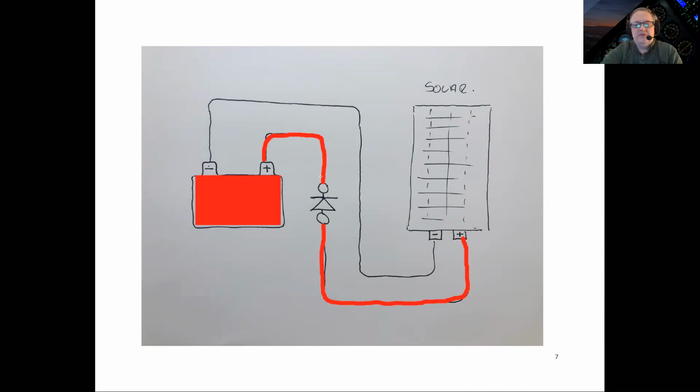Now, what is the purpose of this diode? Well, as the current flows, you can see that it will flow through this. In other words, the solar collector is forward biased with respect to this diode, so the current goes into the battery.